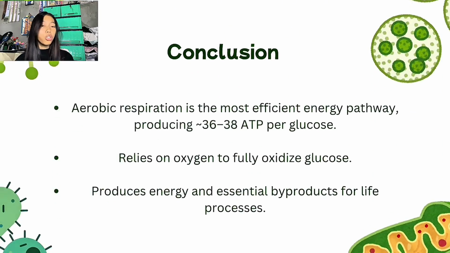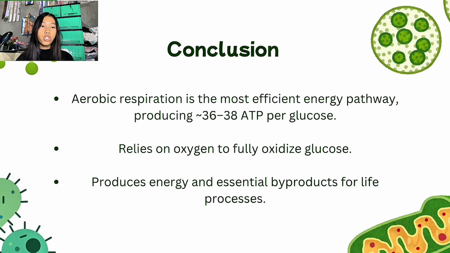And in conclusion, aerobic respiration is the most efficient energy pathway, producing 36 to 38 ATP per glucose, and it also relies on oxygen to fully oxidize glucose, and lastly, it produces energy and essential byproducts for life processes.